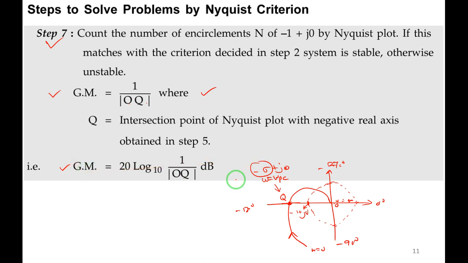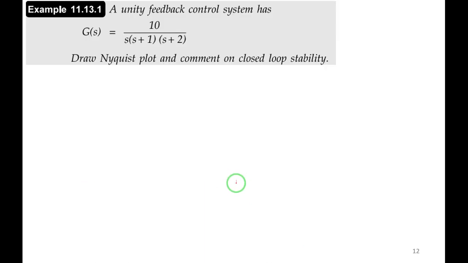Okay. We will take one numerical. Please try to understand. I will solve very slowly and you try to understand. A unity feedback control system, G of s is equal to 10 divided by s into s plus 1 into s plus 2. Draw the Nyquist plot and comment on the closed loop stability. Observe this term, closed loop stability. We'll try to understand, we'll solve it.